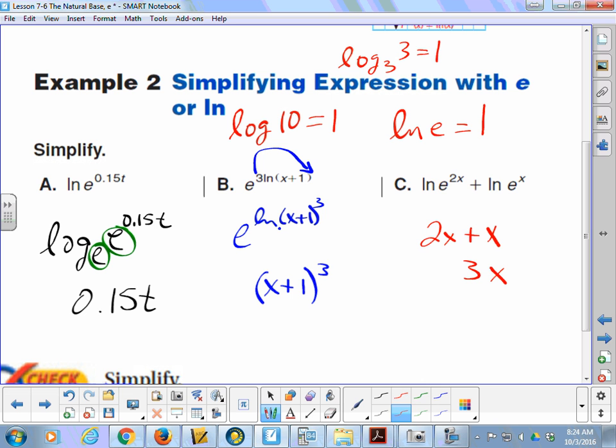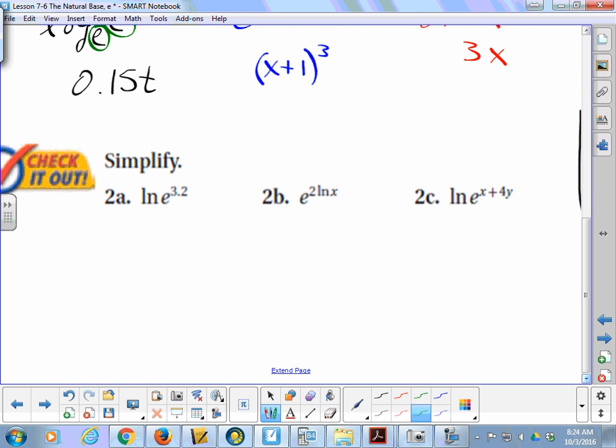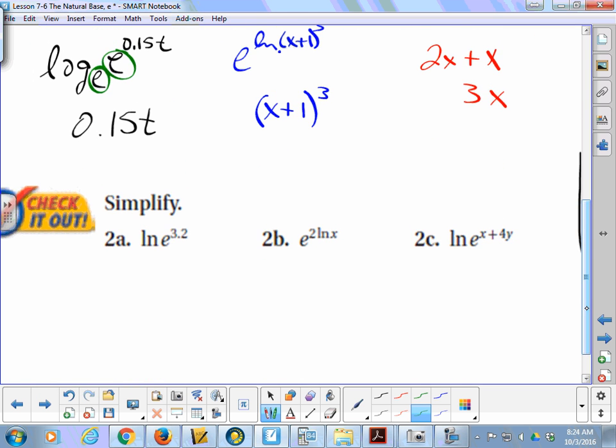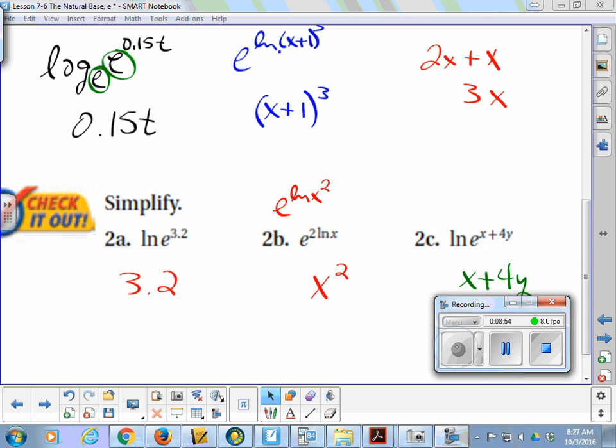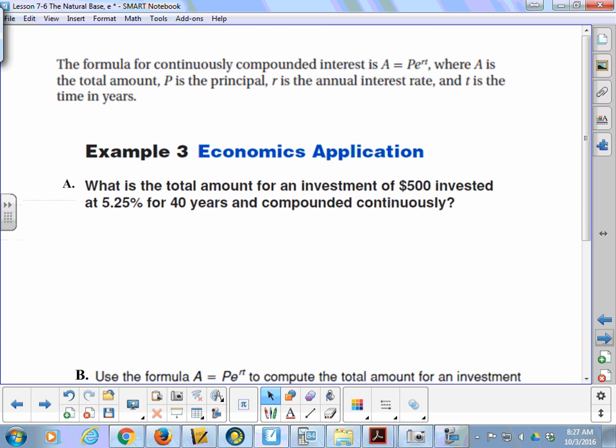Right? Because these two things undo each other, these two things undo each other, so we just get 2x and x, or 3x. All right, so you find these three answers. Okay. All right, using e.